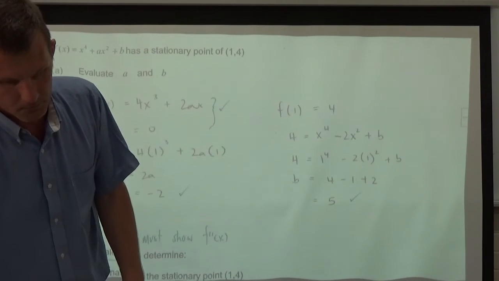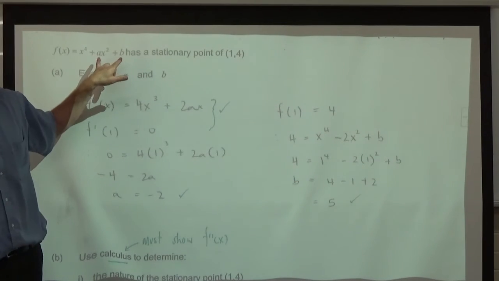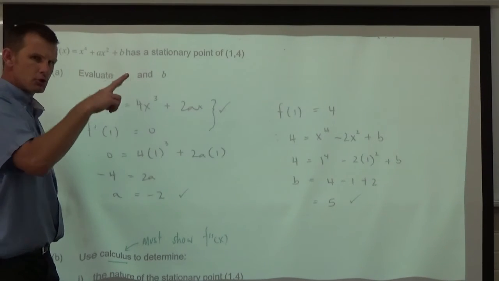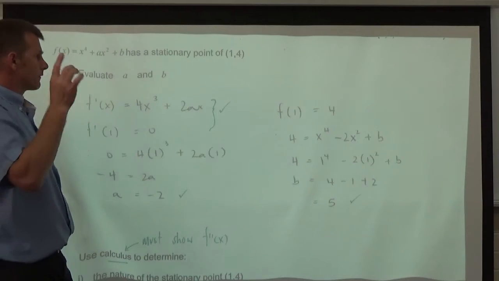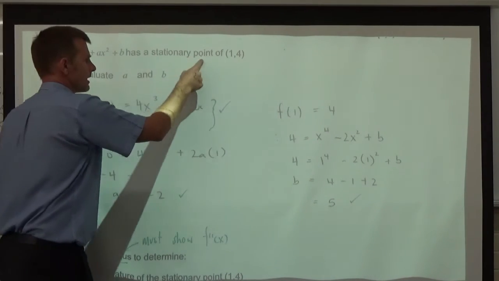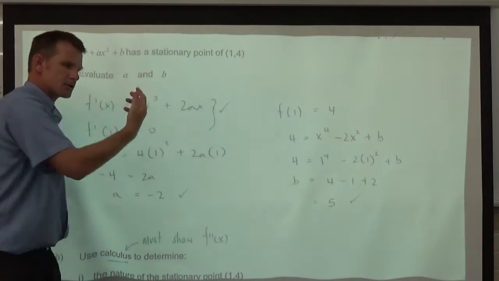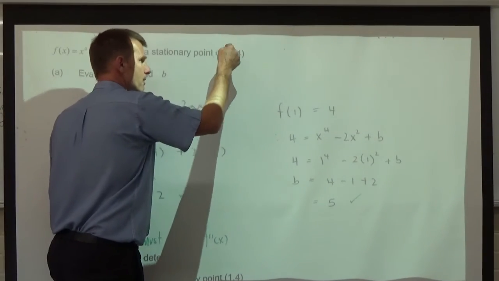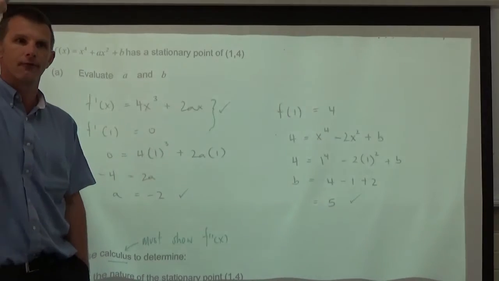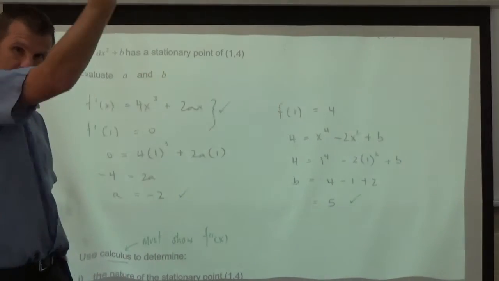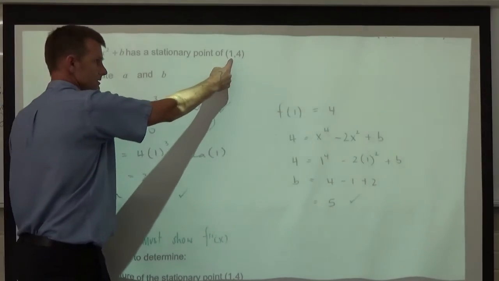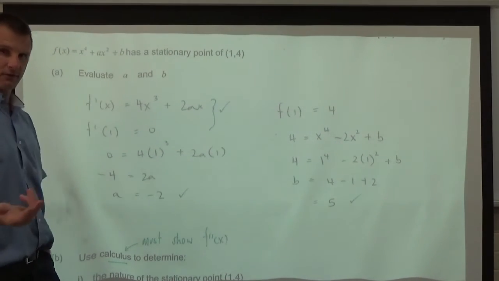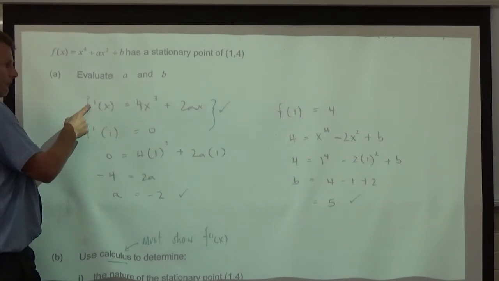Question number 3. I like this question because we've got 2 variables going on here, A and B. Now to evaluate A and B, 2 variables, I'm going to need 2 equations. So the first equation I'm going to get, because I know that it has a stationary point. Stationary point means the derivative is equal to 0 at this point here. Now remember, the x value carries through from original, derivative, second derivative. X values carry through. So when x equals 1, I will find a stationary point, meaning my derivative is equal to 0.